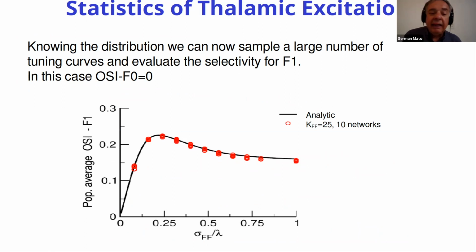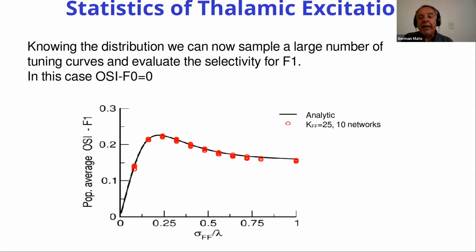There is no selectivity on average. Now, if we plot the population average of the OSI of the F1 component as a function of sigma FF over lambda, we obtain this black line. This is an analytical result in the limit of large connectivity. It's interesting to notice that the maximum value of the OSI is about 0.22, 0.23. That is very similar to what was obtained by Lien and Scanziani in their experiments.